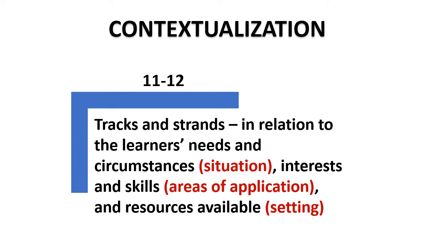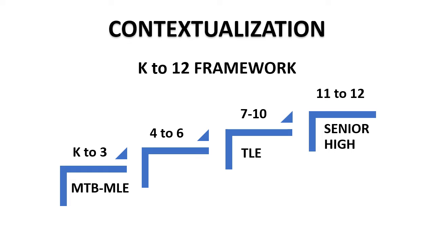So that should also be the basis why your school is offering such tracks and strands in your senior high school curriculum. You base that on your learners' situation, on the area of application, and on the setting of your community. So contextualization, once again, is present in these stages: kinder to grade 3, key stage 3, grades 7 to 10 of the junior high school, and the senior high school, grades 11 and 12.